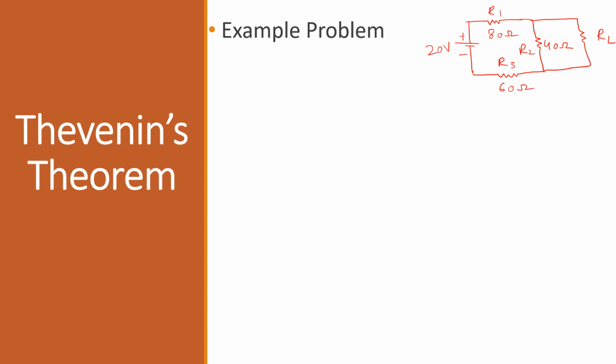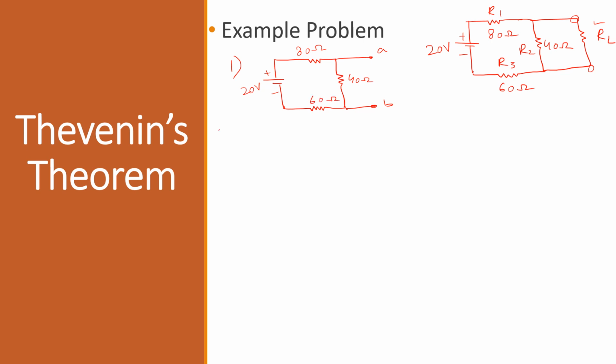As you have just read, you have to follow 4 steps. In the first step, you have to remove this load and label these terminals A and B. So now this circuit will look something like this. This is R1, this is R2, this is R3, and here you have removed this load resistor and labeled these terminals A and B. This is positive, negative 20 volts. This is 80 ohms, this is 40 ohms and this is 60 ohms.